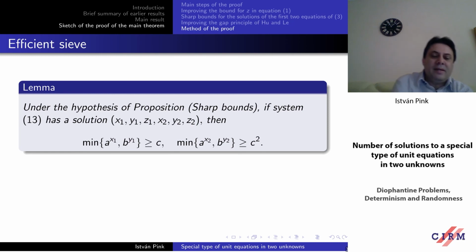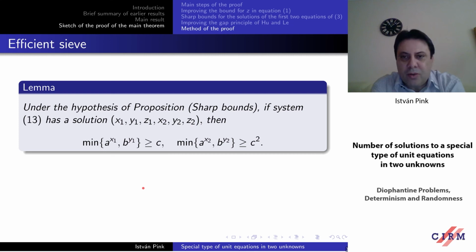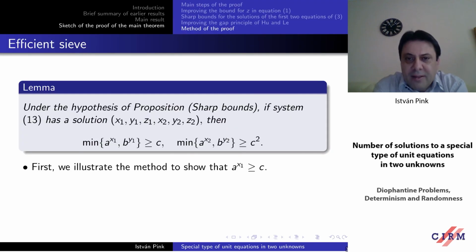Okay, and now finally I would like to show you two lemmas which are the main components of our sieve method. The first: under the hypothesis of proposition sharp bounds, if our system has a solution X1 up to Z2, then the minimum of A to the X1 and B to the Y1 is greater or equal than C, and more or less the same holds for the other. Now I would like to show you very briefly, to illustrate the method, how to show that A to the X1 is greater or equal than C.